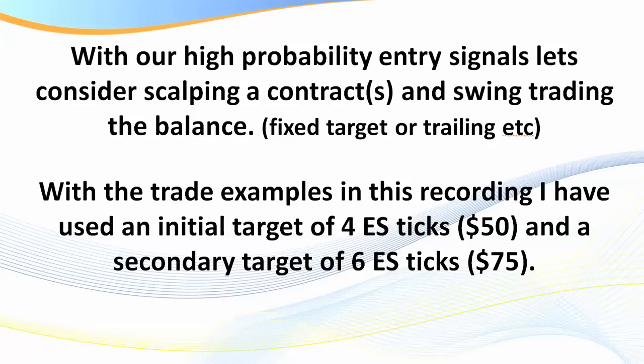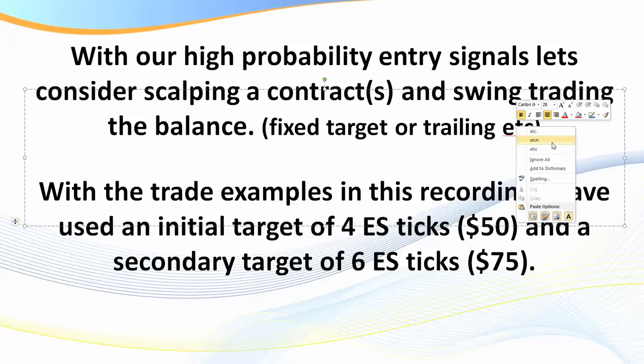A couple of other things I want you to think about here is that with our high probability entry signals, let's consider scalping a contract, the first contract off at a set ratio. In this particular case I was working on 4 ticks. It might be the ideal one might be 5, but I use 4. And swing trading the balance, either for a fixed target or trailing your stop.